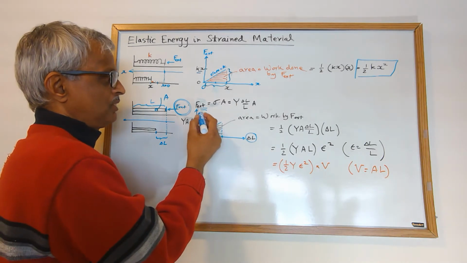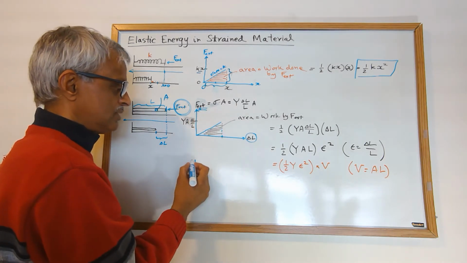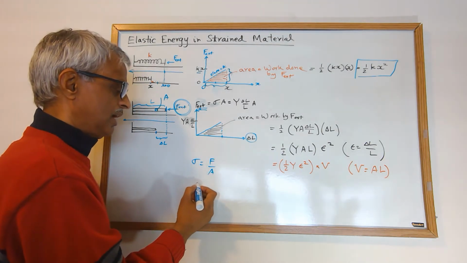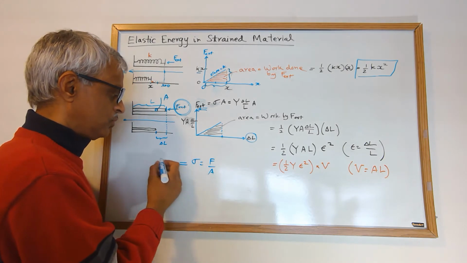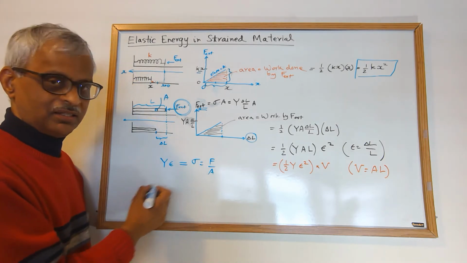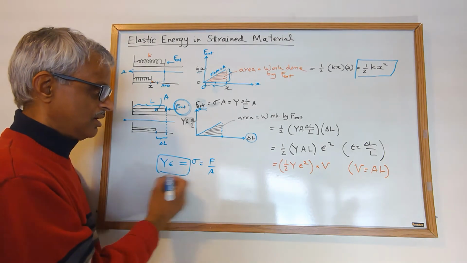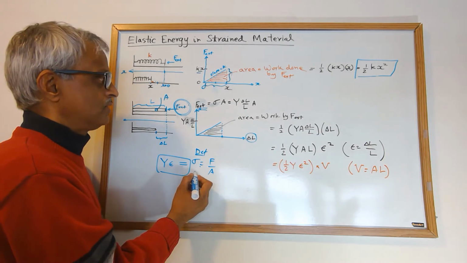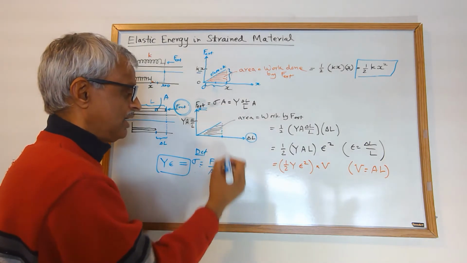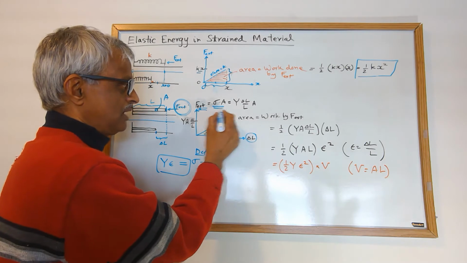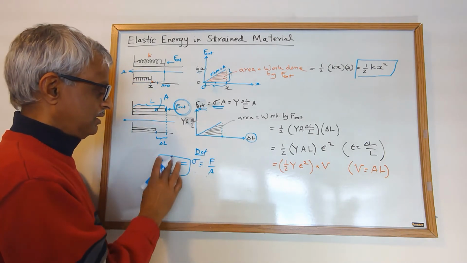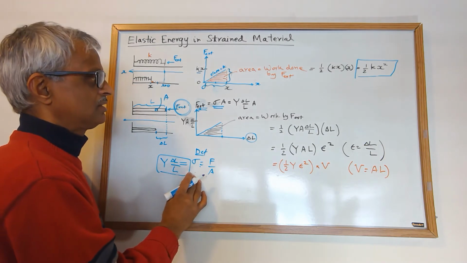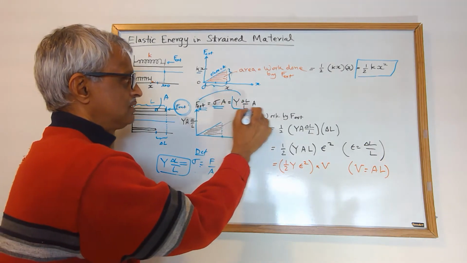Turns out, the stress is force over area, and stress is also Y times epsilon, right? This is Hooke's law, and this is just the definition of force and stress. So I can write force as sigma times A from here, and epsilon is delta L over L. So I can just use these and see the force is actually this expression.